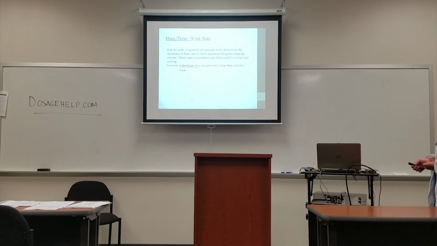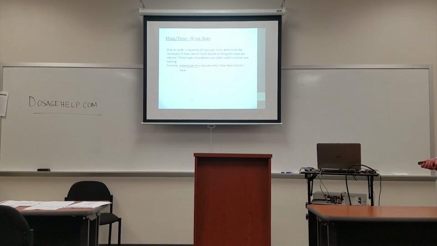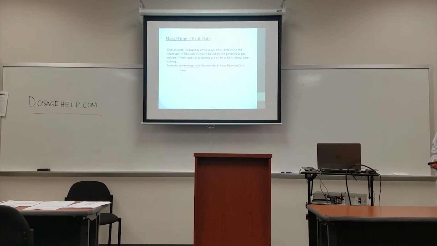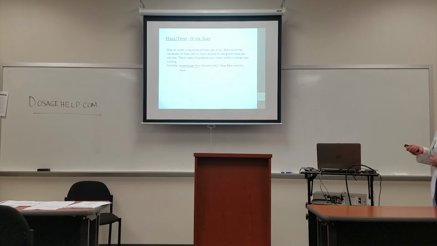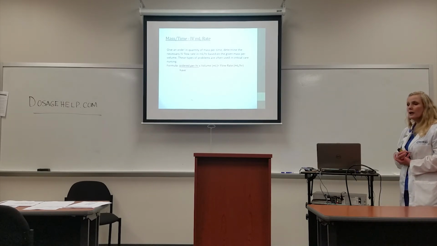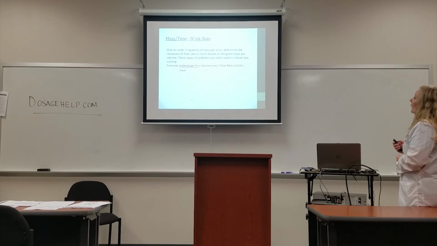So now we have mass divided by time as our IV mL rate. We have another formula. This is given an order quantity of mass per time, and I need to determine what my IV flow rate is in mLs per hour based on the given mass per volume. Now that sounds like a bunch of blah, blah, blah, and I'm probably going way over your heads, but you know I like to give examples of my problems, but here's our formula.